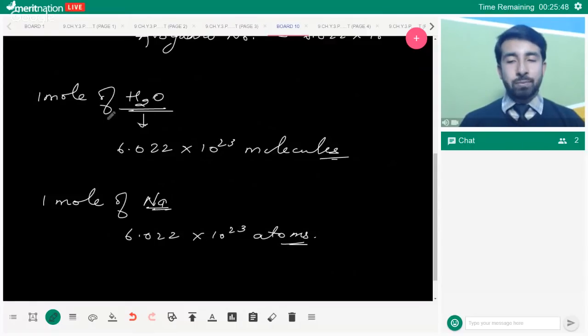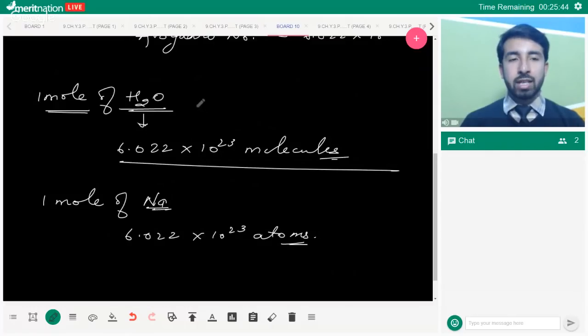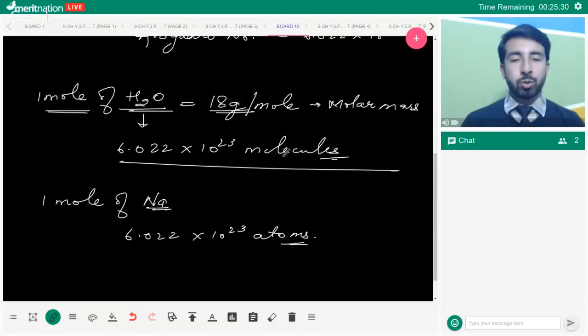Now, what does this mean? This means that 1 mole of water has this many molecules. We all know that the molecular mass of water is 18 gram, and the molar mass would be 18 grams per mole. So 18 gram of water contains 6.022 into 10 raised to the power 23 molecules.